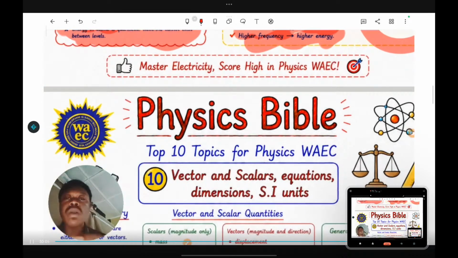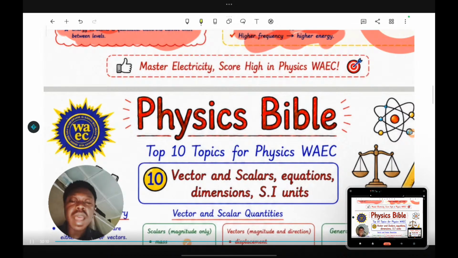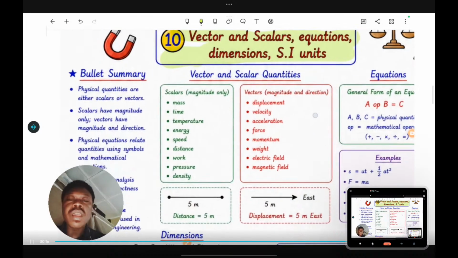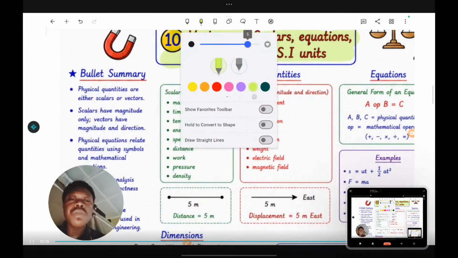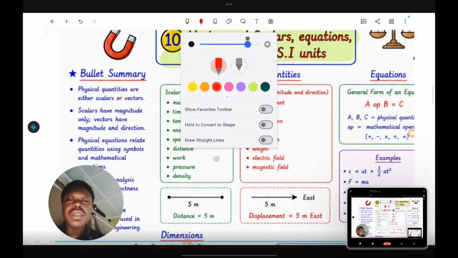Then we'll move to the last one now. Very important, very critical, very nice. We have vectors, scalars, equations, and SI units. Quickly, this is part of SS1 work. One or two questions can come out from this particular aspect.